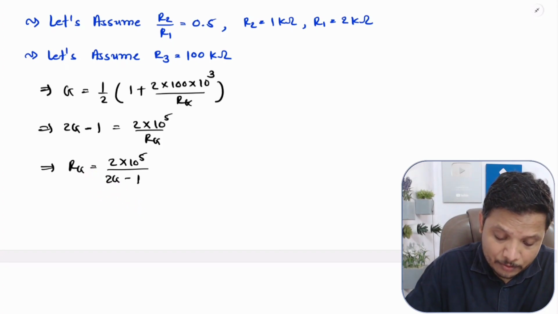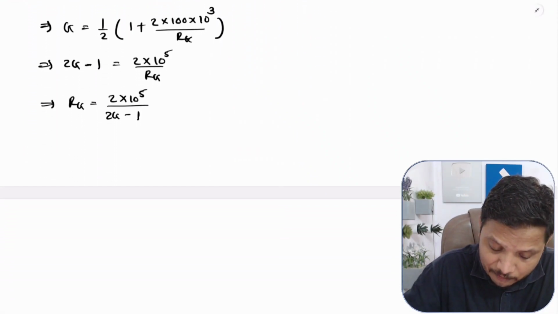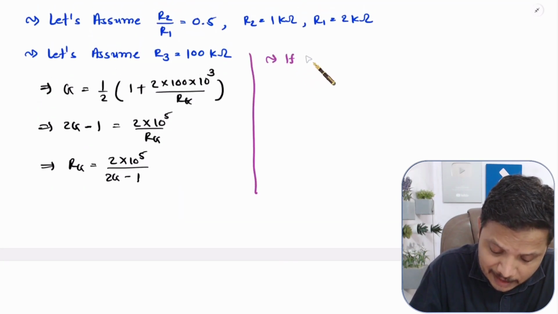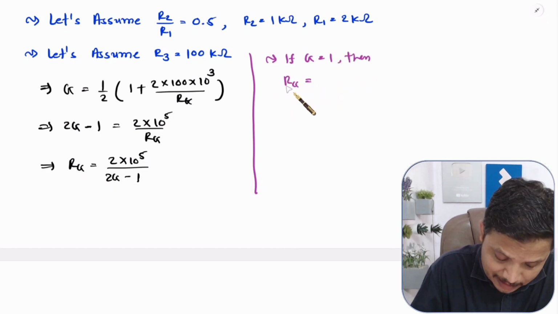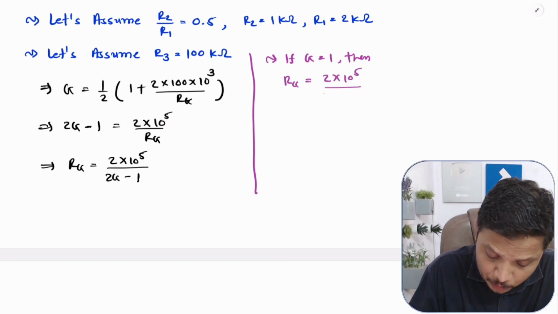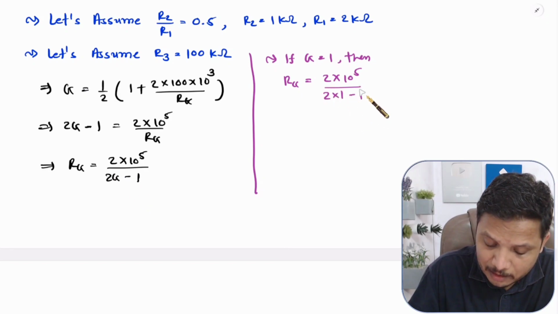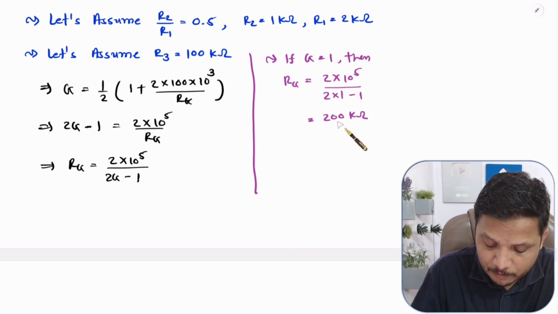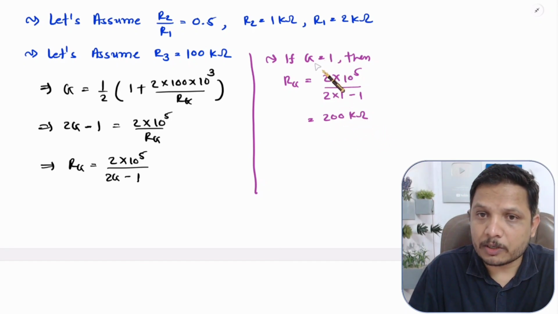And as I have told you, gain is ranging from 1 to 1000, right? So let us assume values of gain one by one. If gain is equal to 1, in that case, what will be the value of Rg? Then Rg will be 2 into 10 to the power 5 divided by 2 into 1 minus 1. So in the denominator, we will be having 1. What it means? 2 into 10 to the power 5 only. So 2 into 10 to the power 5 means 200 kilo ohm. So Rg value is 200 kilo ohm, as if gain is equal to unity.